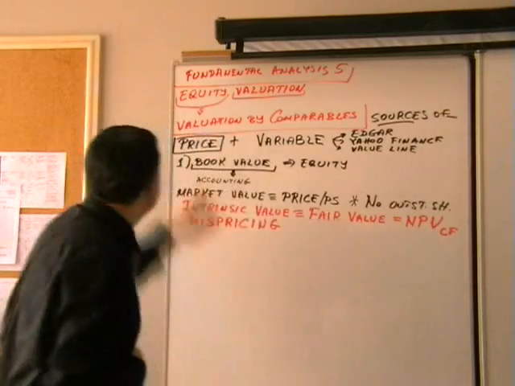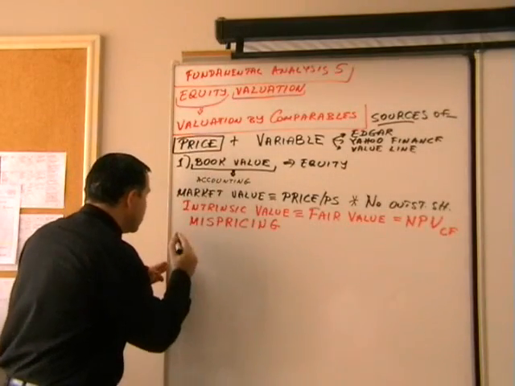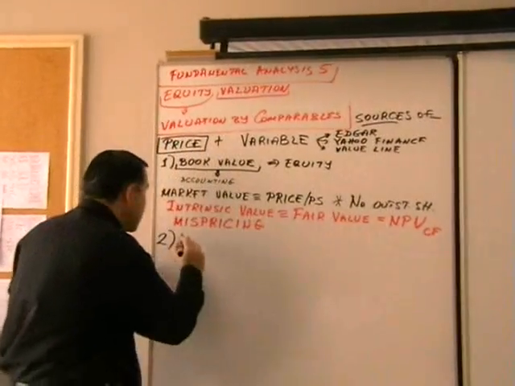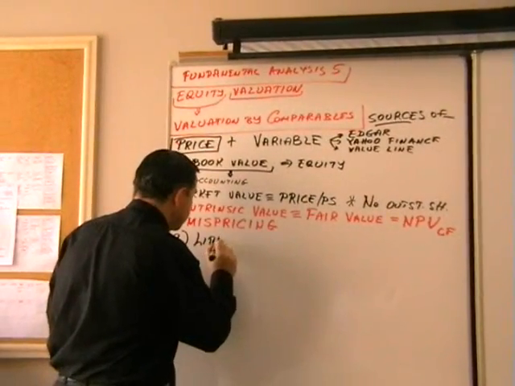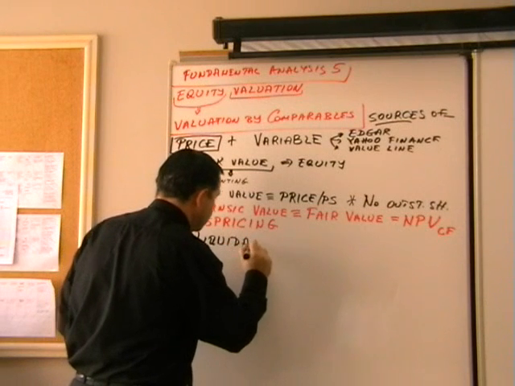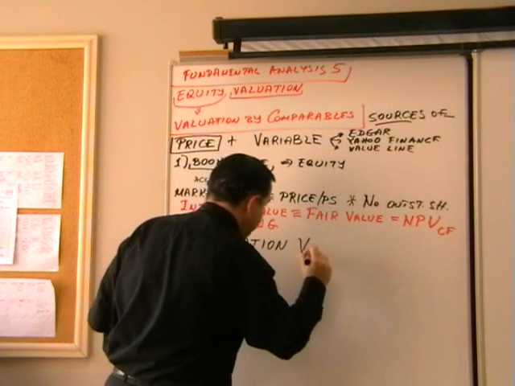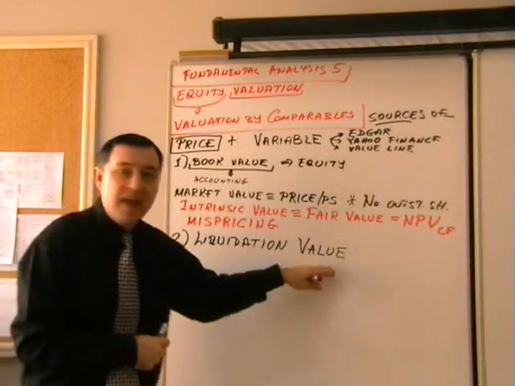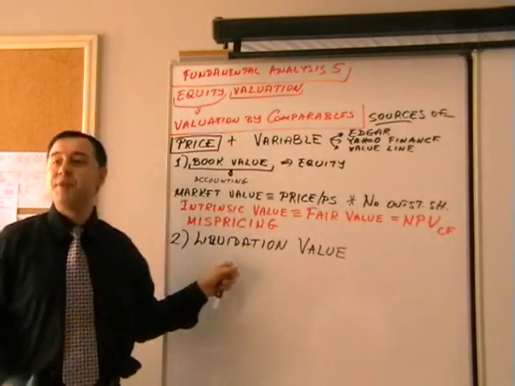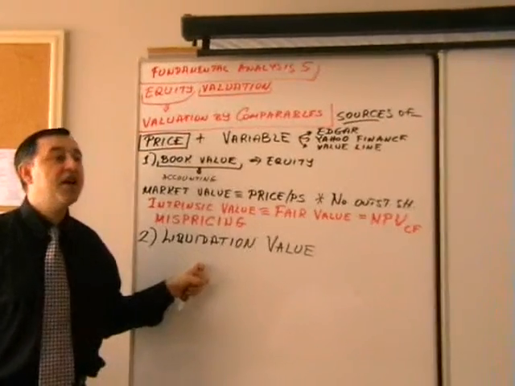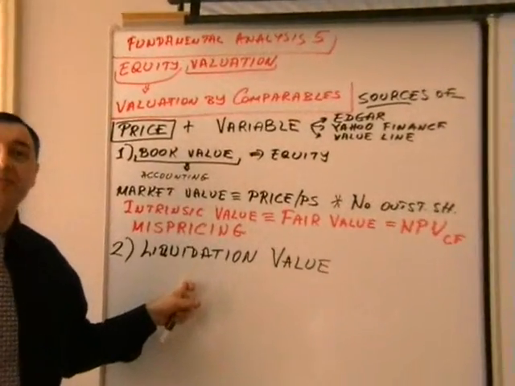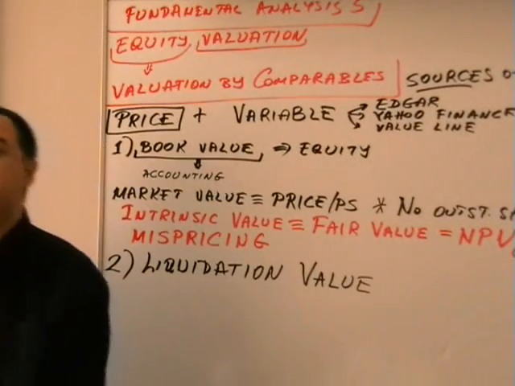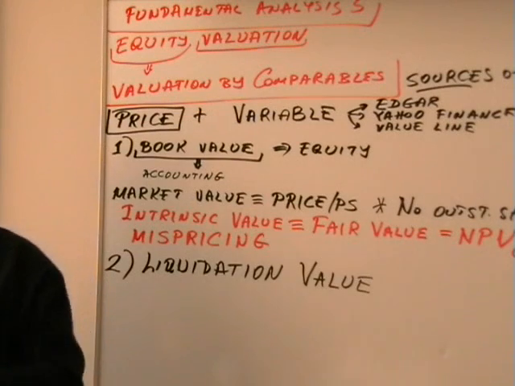Alright, so you can use book value. Number 2, you could use so-called liquidation value. This is simply the value of the company if the company is liquidated today. To liquidate today means that you slice it in pieces and sell each piece at the market price.